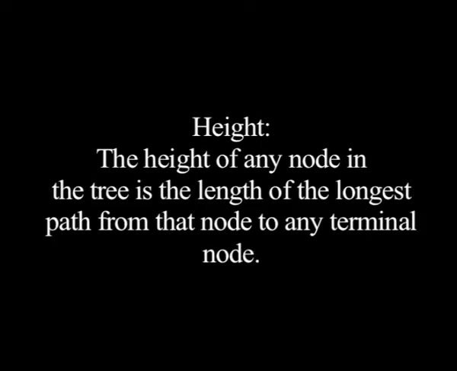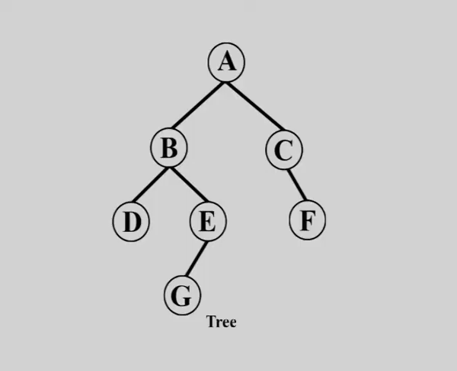The height of any node in a tree is the length of the longest path from that node to any of the terminal nodes. The height of the root is treated as the height of the tree. In this tree, the node B is at a height of 2 because the length of the longest path from node B to a leaf node is 2.